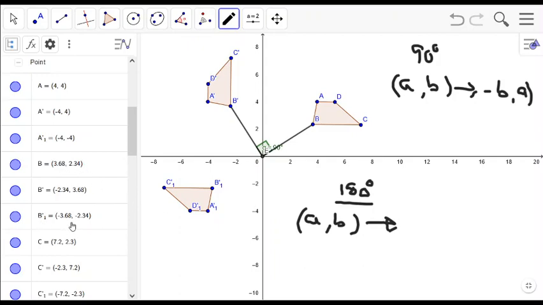It gives you negative 3.68 and negative. So AB becomes negative A, negative B when it is rotated under 180 degrees. So we have done 180 degrees.